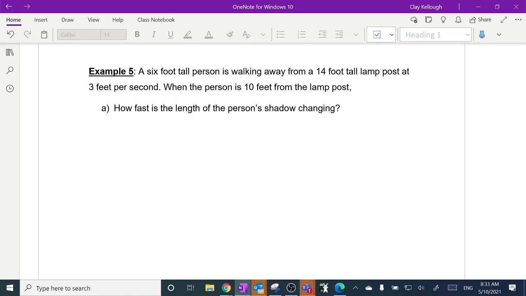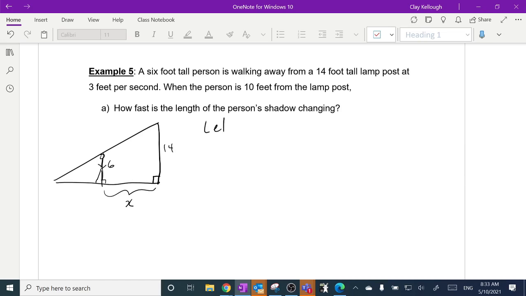So I'm going to draw the situation here. Here's the lamppost. We're going to assume the lamppost makes a right angle with the ground. And here's the person. I might have exaggerated how much taller the lamppost is than the person. We'll assume he's making a right angle with the ground. And that creates a similar triangle situation. I'm going to put some variables on here. Obviously, that's not a variable. We know that's 14. This is not a variable. We know that's 6. But the distance this guy is from the pole, I'll call that x. That's definitely a variable, and it's changing.